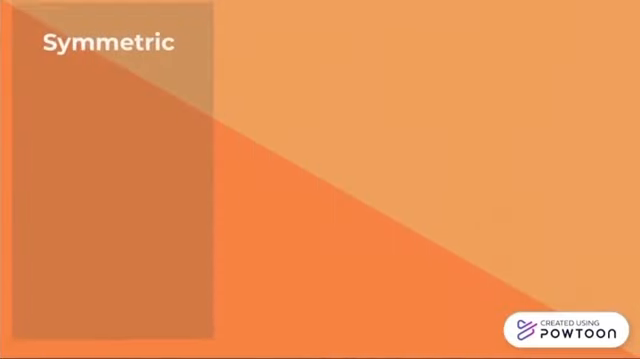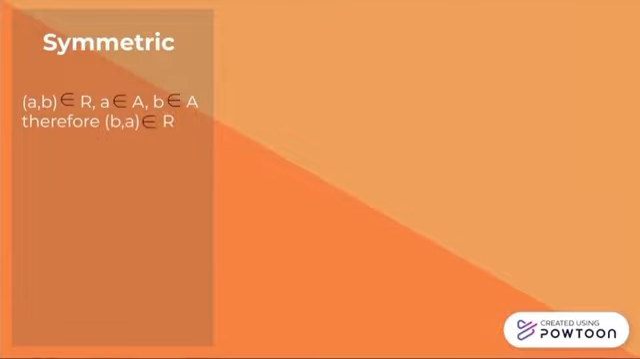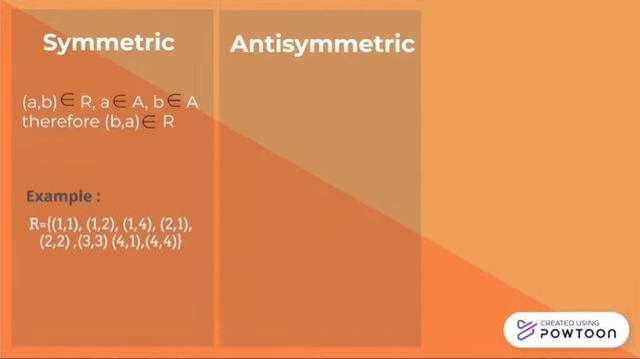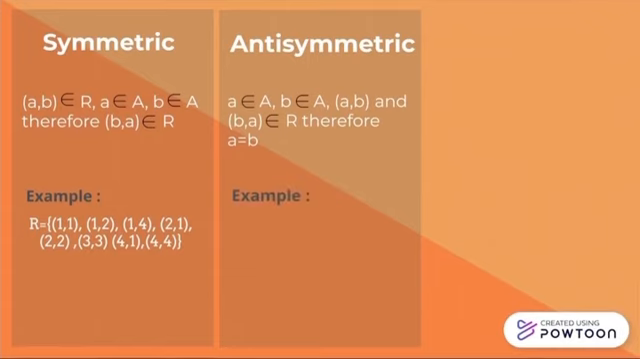A relation is symmetric if (a, b) is an element of R, where a is an element of A and b is an element of A, therefore we have (b, a) is an element of R. Below is an example of a symmetric relation. A relation is antisymmetric if a is an element of A and b is an element of A, whenever (a, b) and (b, a) are elements of R, therefore we have a equal to b. And the example for an antisymmetric relation is below.